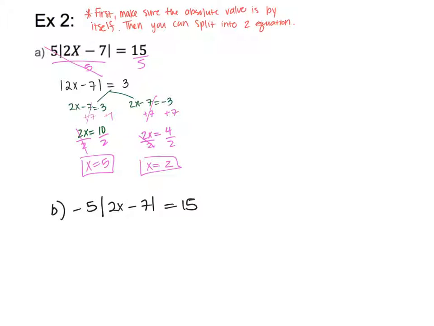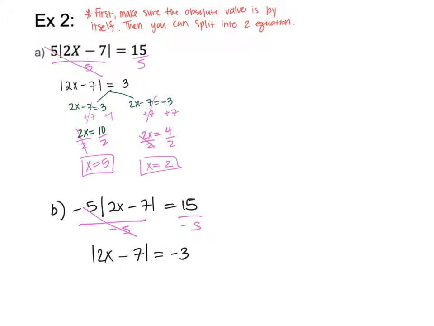So with this problem here, we're going to start with what I said up here in the top. So first, make sure the absolute value is by itself. This negative 5 needs to be pushed over to the other side to make this absolute value by itself. And so that's what we're going to do. We're going to divide by negative 5 on both sides. So that cancels. So now I have the absolute value of 2x minus 7 equals negative 3.